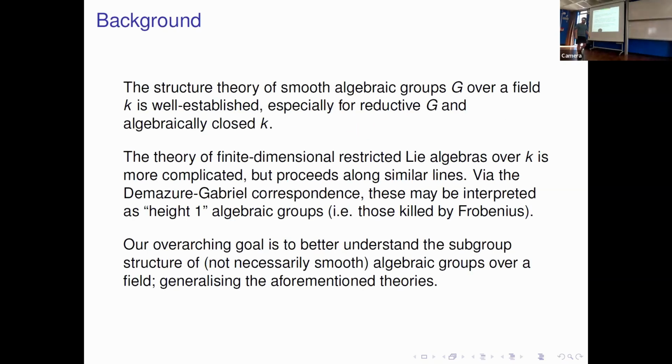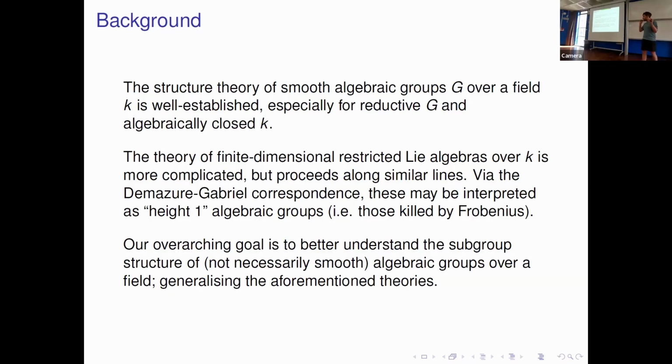Okay. So just some background to this. I'm primarily focused on algebraic groups which are not necessarily smooth. The structure theory of algebraic groups which are smooth, often the word smooth is implicit, is well studied. We've seen some talks already, especially for reductive groups over algebraically closed fields. As we know, they appear absolutely everywhere.